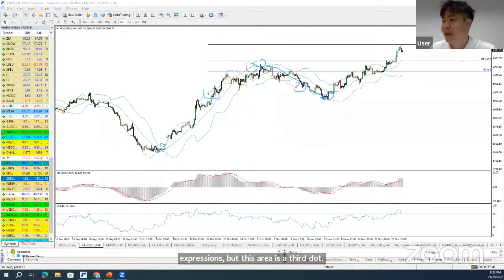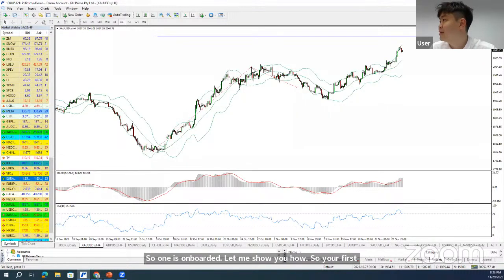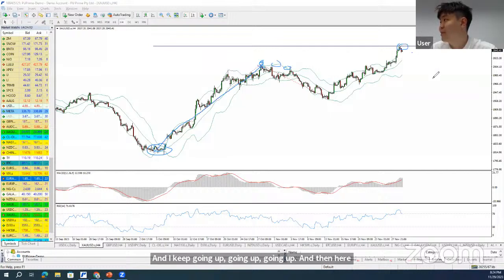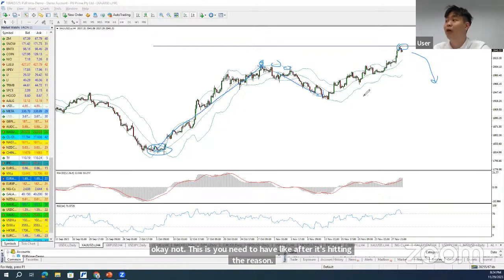So one example, let me show you how. Your first dot should be clicking here, second dot here, third dot over here. It's like a triangle. The lowest level that shows some rebound trends is here, and then it keeps going up, going up, going up, and then here should be the recent high already. If you draw here, we don't have the retracement, so you cannot. You need to have, after it hits the recent high, then it experiences certain retracement. That's how you can draw the third dot.